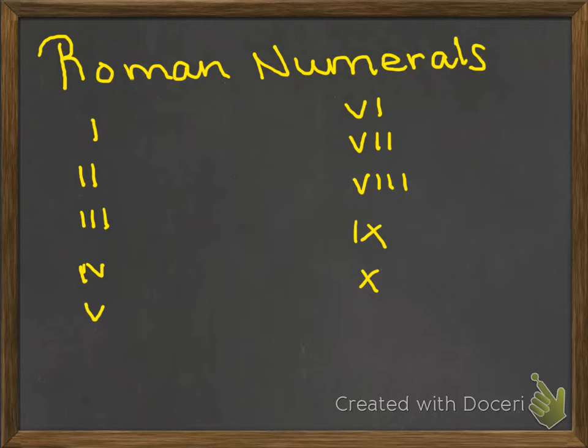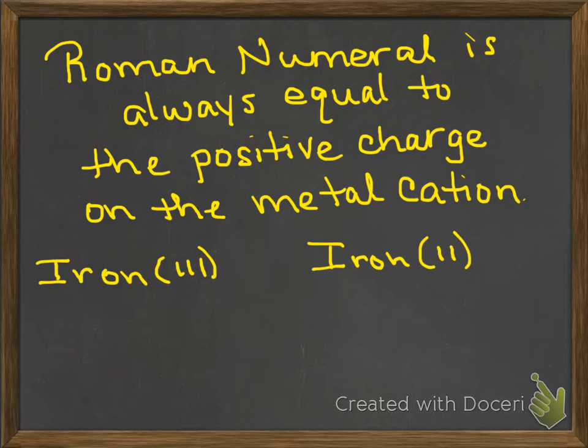Okay, so if you aren't familiar with Roman numerals, these are the Roman numerals for the numbers 1 through 10. These can also be found on the back of your periodic table. There's a chart that lists these Roman numerals, so you don't have to memorize them. But make sure if you're using a Roman numeral and you're not positive what number it represents, check it out on the back of your periodic table.